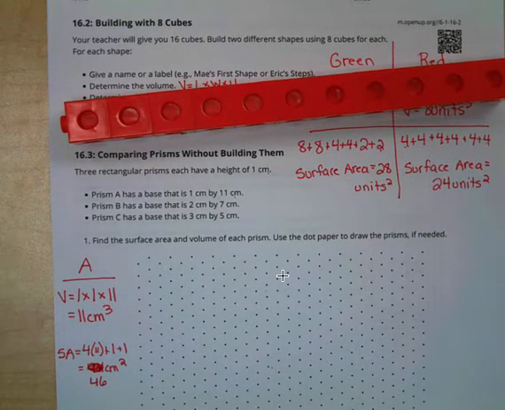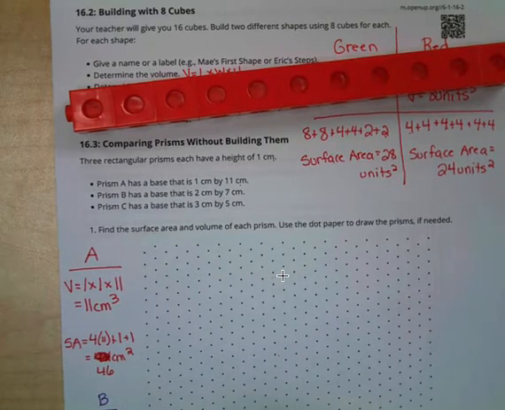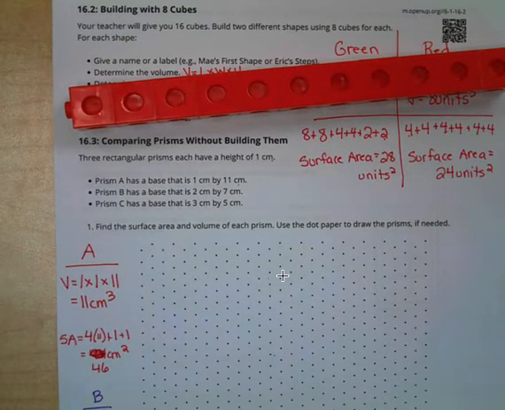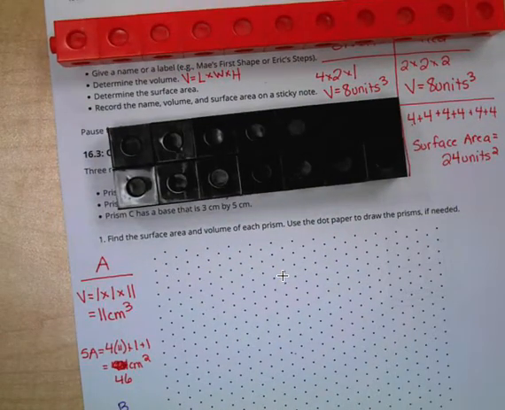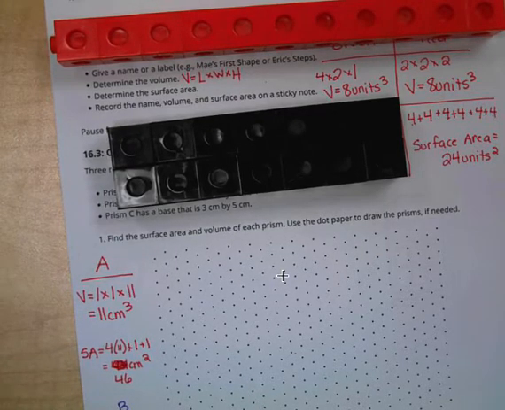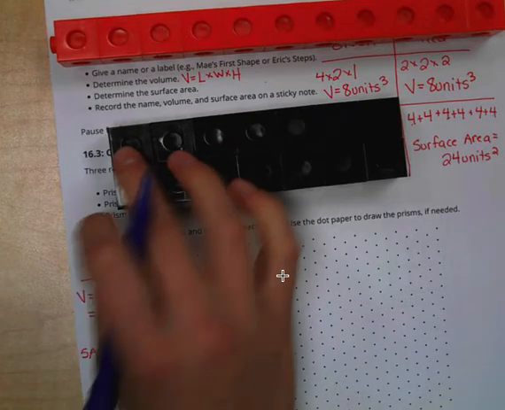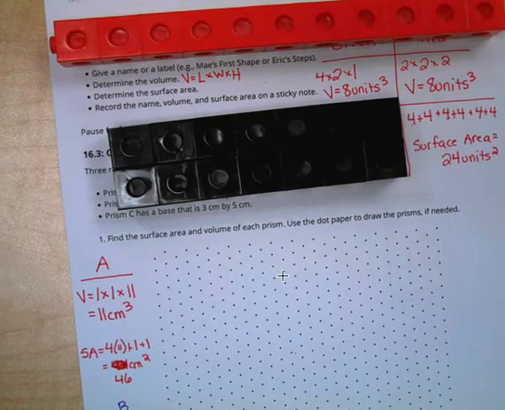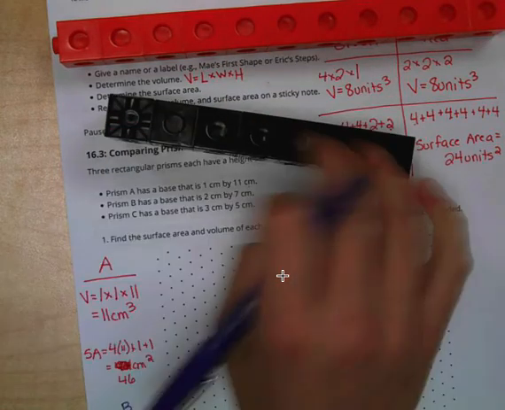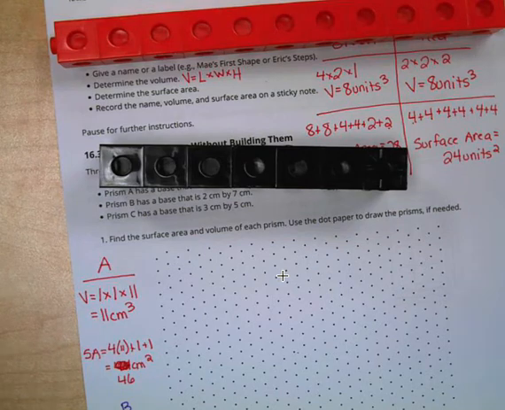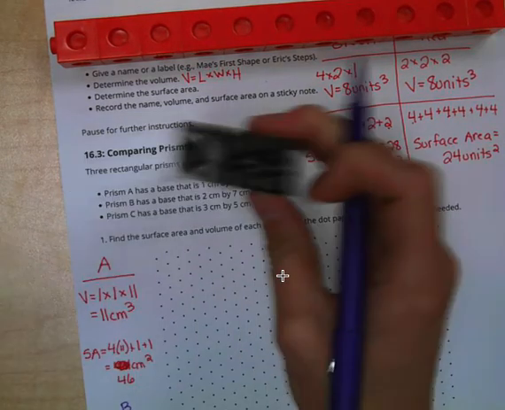Alrighty, let's go on to Prism B. I'm going to do this one in a different color. It says it's 2 by 7 by 1. So it looks more like this. Volume, we know it's 1 times 2 times 7, which gives us 14 cubic centimeters. And let's find our surface area. We have 2, 4, 6, 8, 10, 12, 14 here, and 14 on the back. So 2 times 14, plus we have 7 on one side, 7 on the other, so 2 times 7, plus we have 2 on the top and 2 on the bottom.